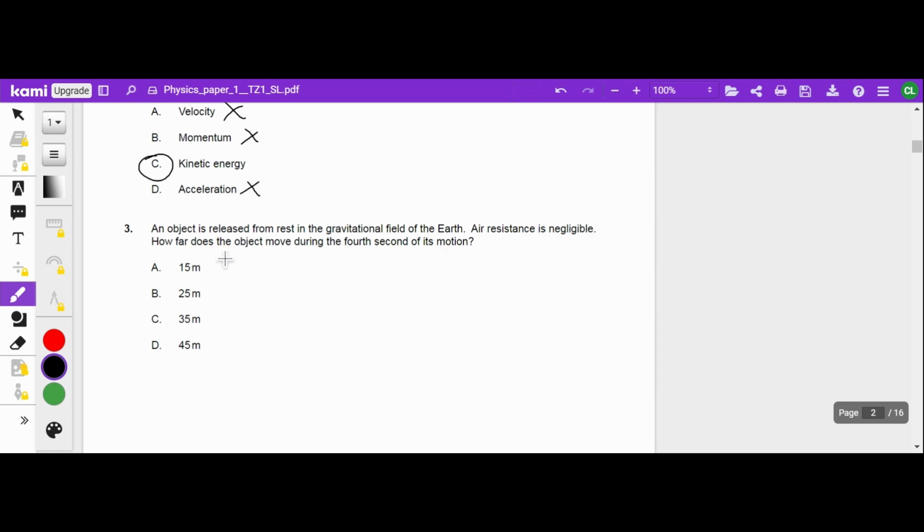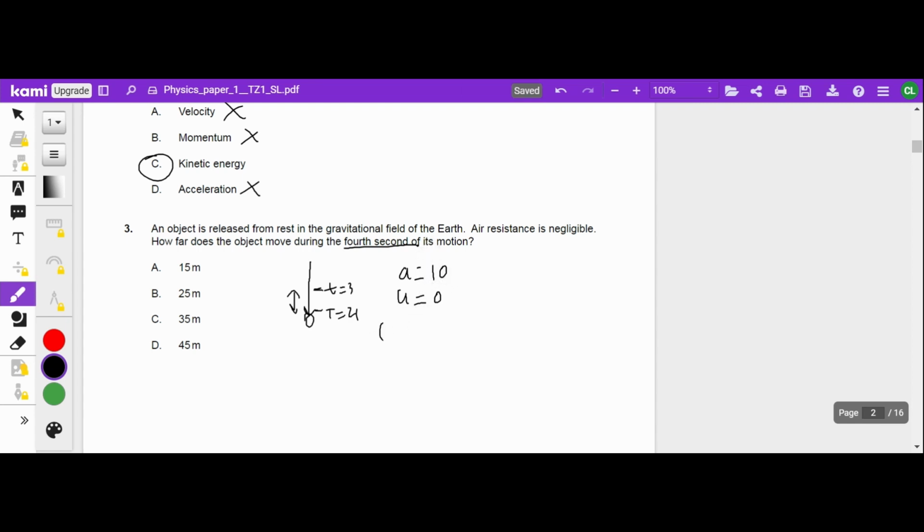An object is released from rest in the gravitational field of the Earth. Air resistance is negligible. How far does the object move during the 4th second of its motion? So it's asking for only the 4th second, so from t equals 3 to t equals 4. How far it traveled. We know the acceleration is 10 because it's just rounded here in paper 1, and the initial velocity is 0 because it's from rest, and you don't need the final velocity.